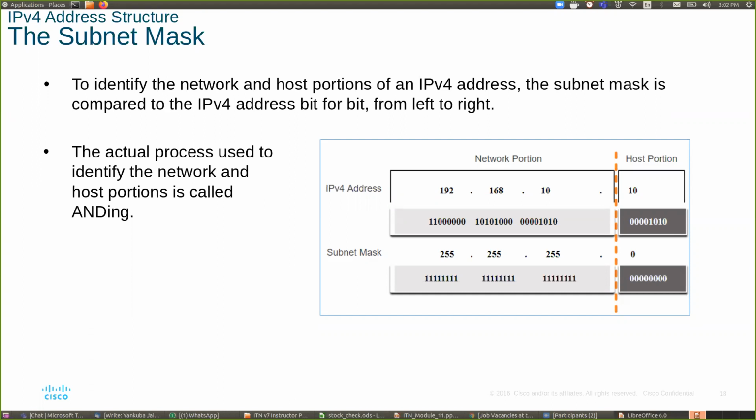The subnet mask is used basically to identify which part of the IP address is a network address and which part is the host part. Remember, I told you an IPv4 address is divided into two, network part and the host part. So therefore, the subnet mask will be used to identify which part of that address is called the network part and which part is the host part. Is that clear?